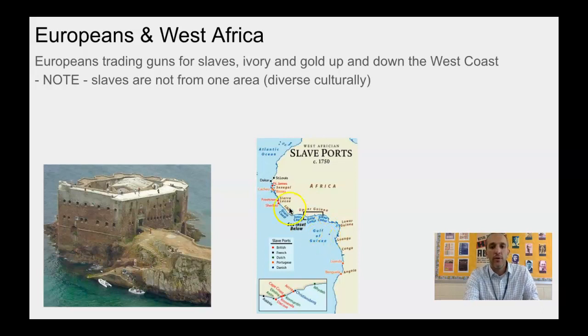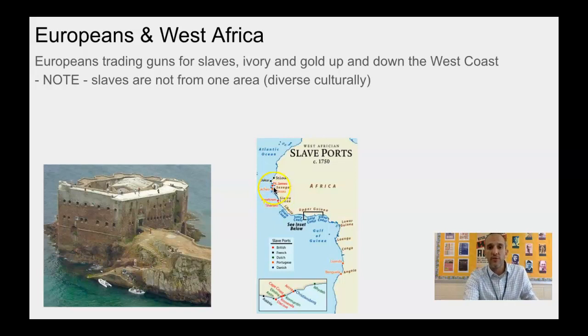So the Europeans are coming with the guns, and they're going to exchange them for slaves, obviously, as well as ivory and gold, which are both things that are in high demand and of high value for people, not only in Europe, but around the world.